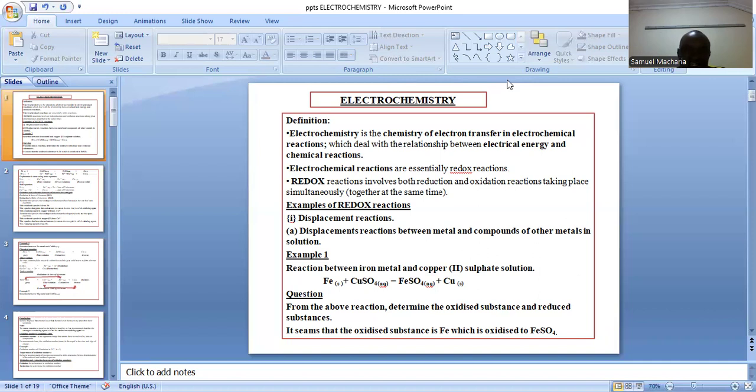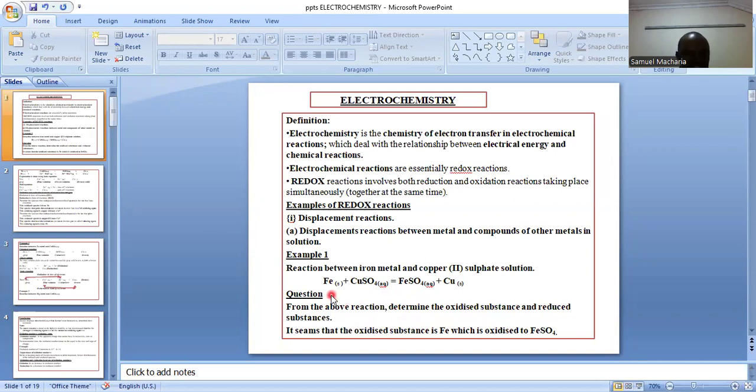As indicated in the reaction below, the iron metal combines with copper 2 sulfate solution. Because iron is more reactive than copper, it will displace copper out of the solution to form iron 2 sulfate, and copper metal moves out as a solid. I want to pose a question here. When you look at this reaction, using your previous knowledge, can you determine the oxidized substance and the reduced substance? Definitely, I know you can.